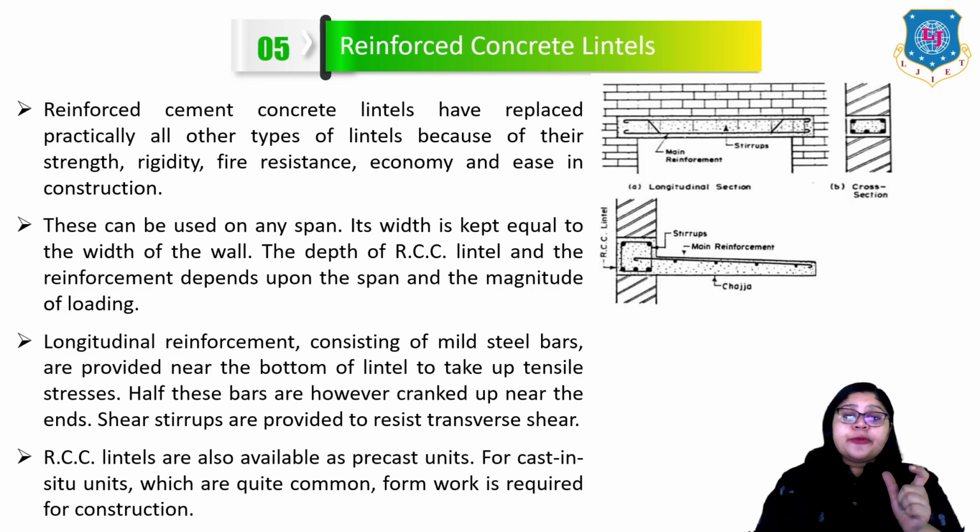Longitudinal reinforcement consists of mild steel bars which are provided near the bottom of the lintel to take up the tensile stresses, and half of these bars are cranked up near the ends. Shear stirrups are also provided to resist the transverse shears. RCC lintels are also available as precast units. For cast in situ units, which are quite common, formwork is required for construction. Here you can see the RCC lintels as shown in this figure.